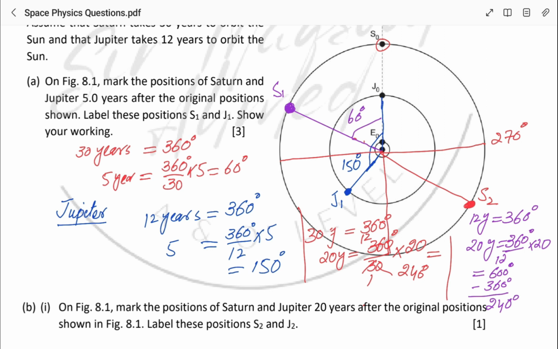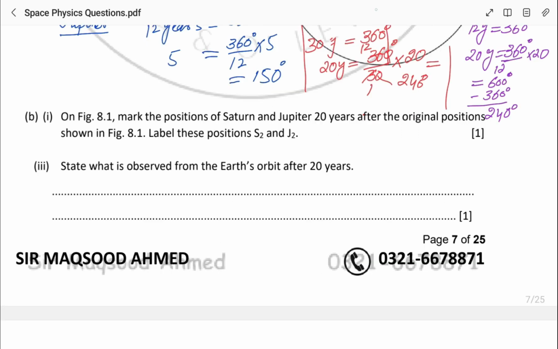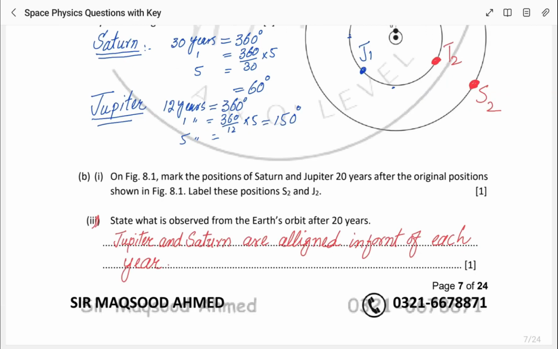Similarly, the angle for Jupiter is also 240 degrees. So the position of Jupiter will be at this. That is J2. Its second part is: state what is observed from the Earth's orbit after 20 years. Jupiter and Saturn are aligned in front of each other.